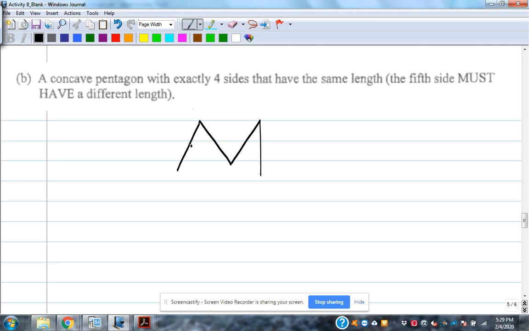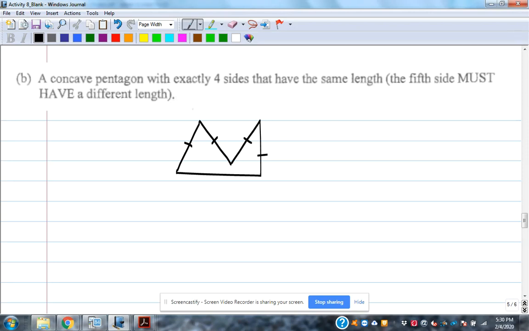So there are 4 sides that are all the same length. I measured them. They're exactly the same length. And my 5th side is right there. So that's 1, 2, 3, 4, 5 sides, and it is concave. It caves in. It's a pentagon with 4 sides that are the same length, a 5th side that is a different length, and it's concave.